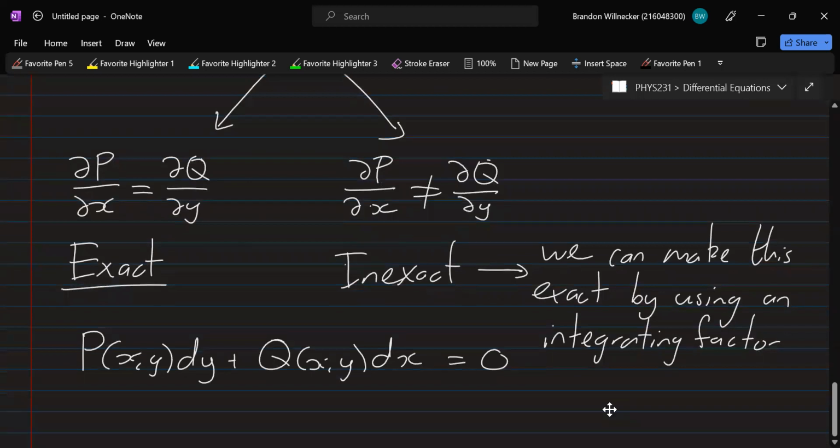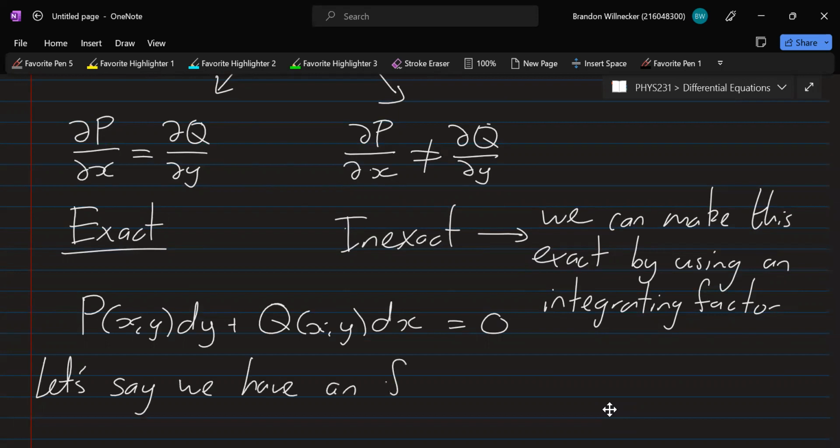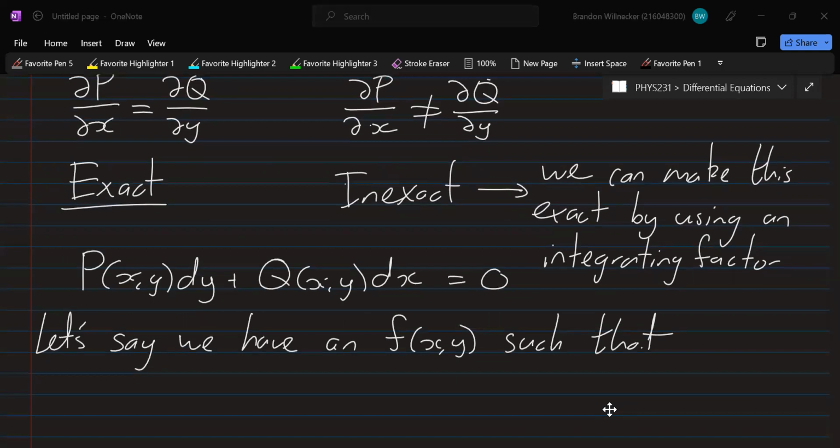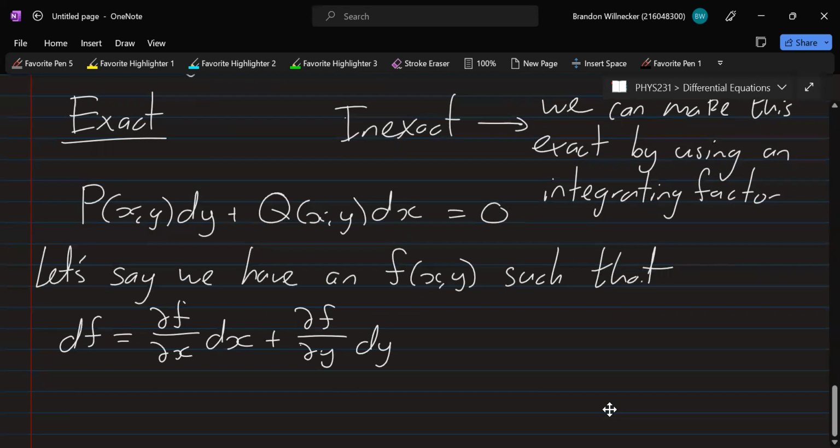We can write this as the differential of another function. Let's call it f. So let's say we have an f of xy such that the differential of f, remember how we calculate this. This is df by dx dx plus df by dy dy. Okay, so that's just taking the differential.